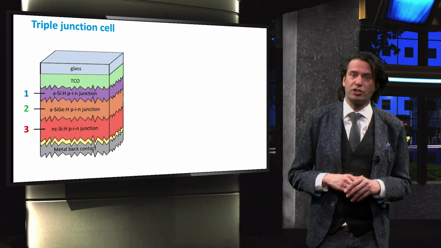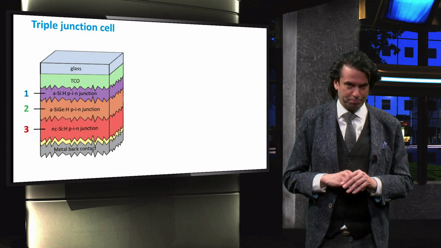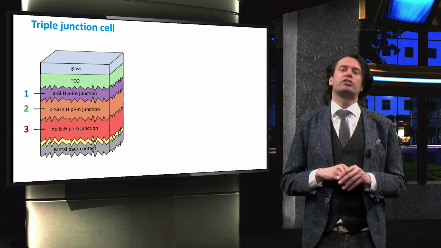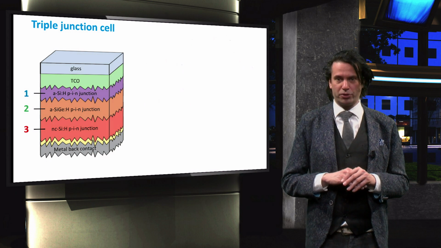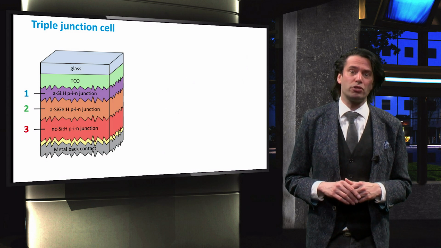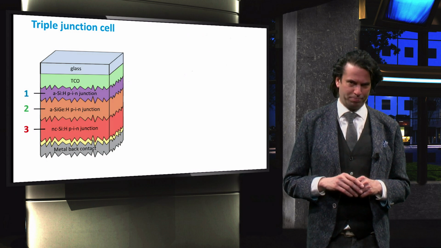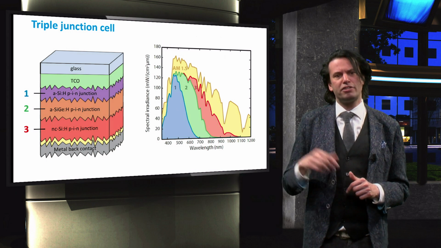This triple junction device was made by the former US company United Solar Ovonic. The initial efficiency of this current record triple junction cell is 16.3% on lab scale. The reason for adding the term initial will be explained in the next video. The spectral utilization of this device is shown in this figure.